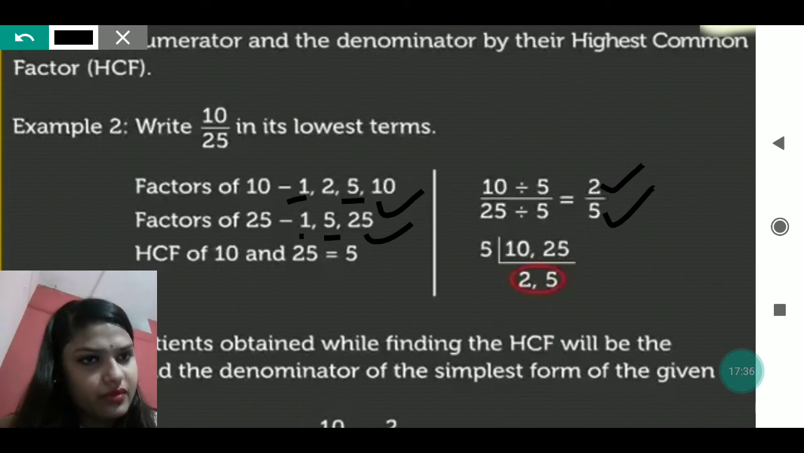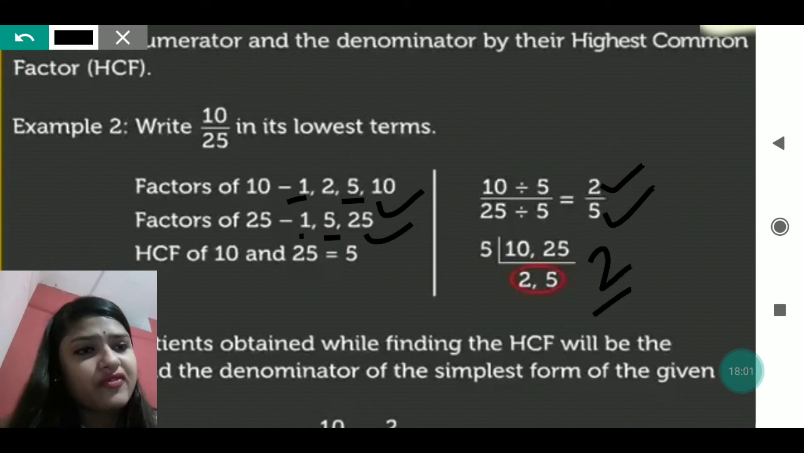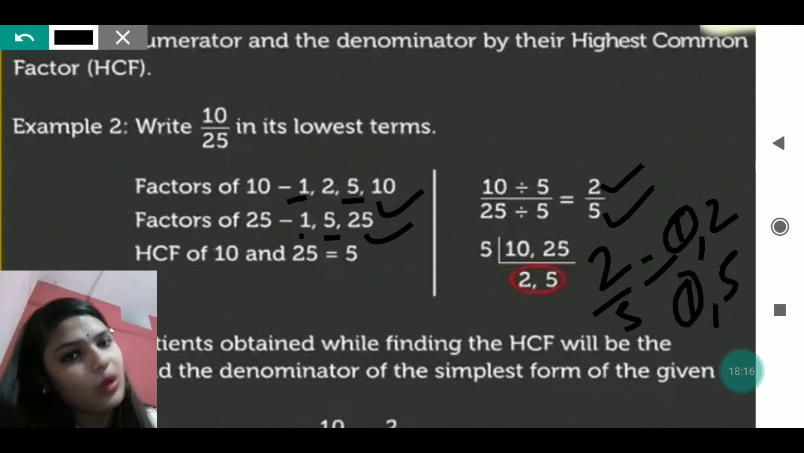Now for verification, you can also find the LCM of 10 and 25. When you have divided, you have got 2 and 5. Now if you find the factors of 2 and 5, only one common factor you will get, that is 1 only. The factors are 1, 2 and 5. So which is common in them? Only 1 is common, so it is in its lowest term.